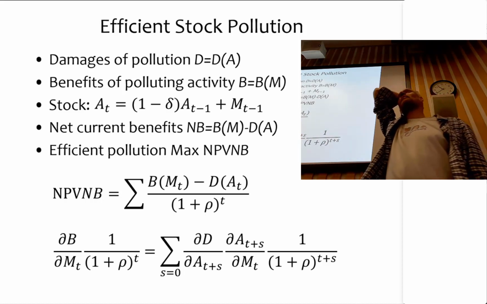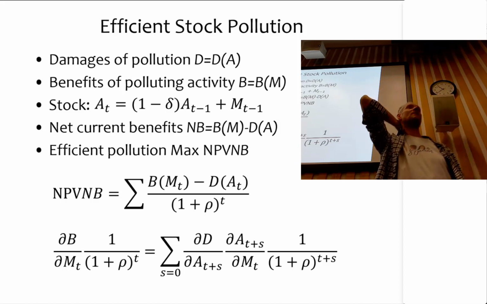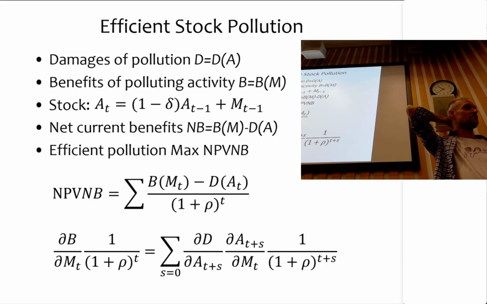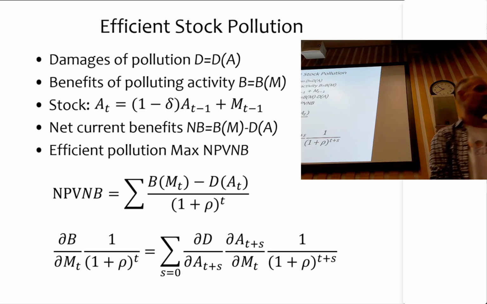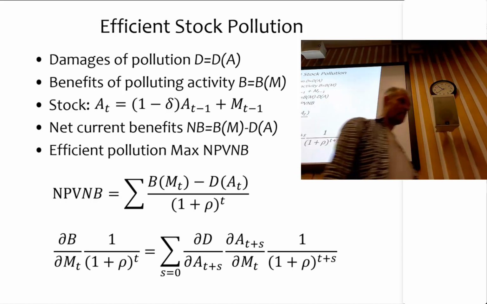So we should no longer maximize the net benefits or the current benefits, but we should maximize the net present value of this thing. That is, we take the benefits of our activity minus the costs of our activity at time t. We discount that back to today by dividing by 1 plus rho to the power t, where rho is the interest rate or the discount rate. And then we do that for all time periods. That is what the big sigma means. We add it up over all years. And that is what we call the net present value of our net benefit. And that is the thing that we want to maximize.